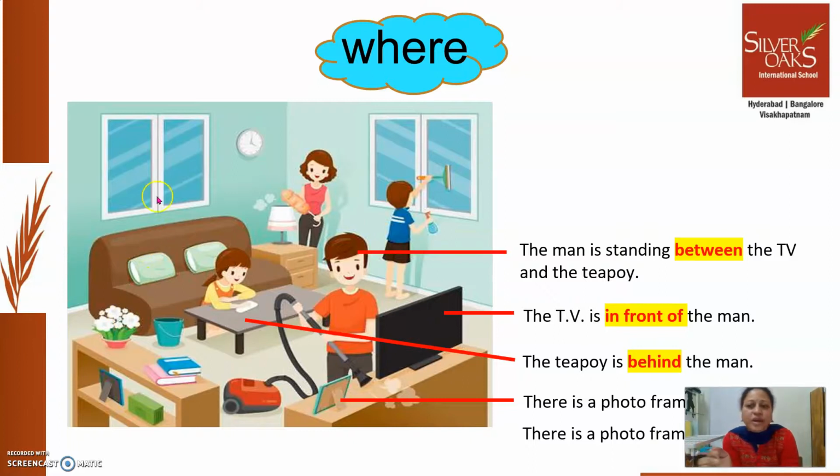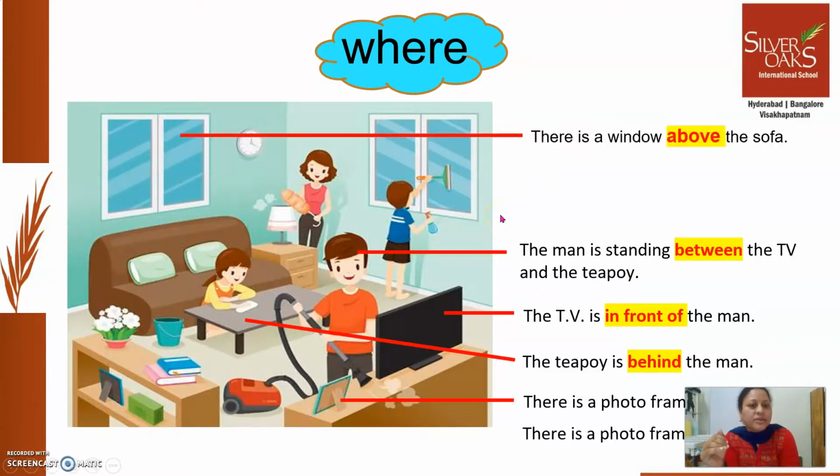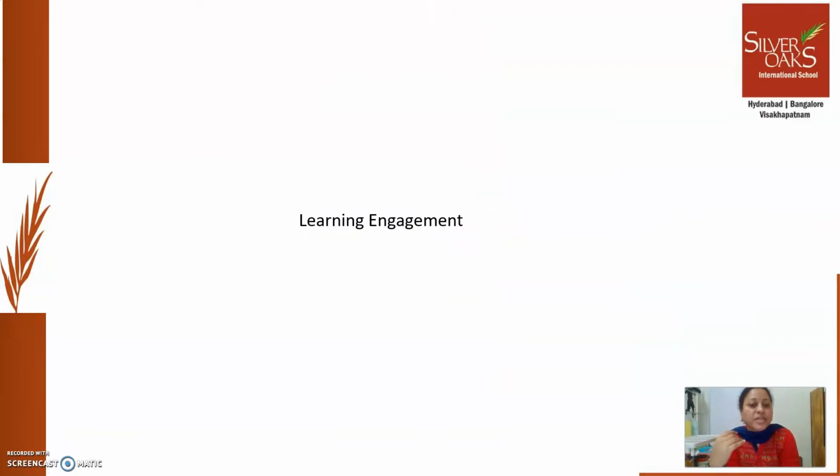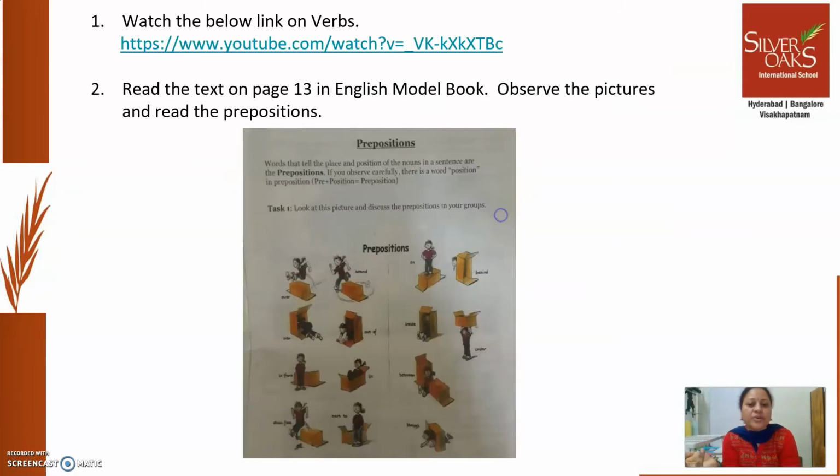There is a window above the sofa, at a higher level. If you want to say something at a higher level, at a higher height, then you say above. So the window is above the sofa, and the sofa is below the window. So this is how, using these prepositions, you can describe various things in your living room also.